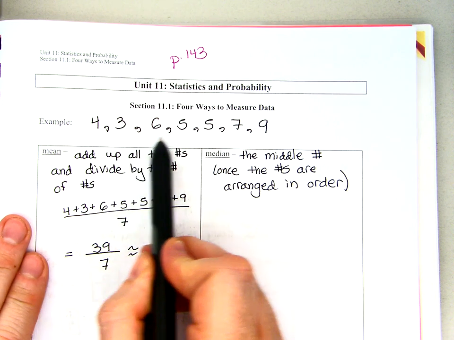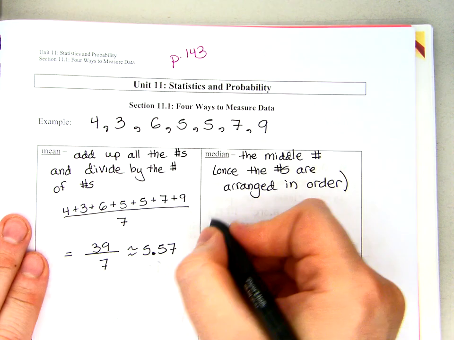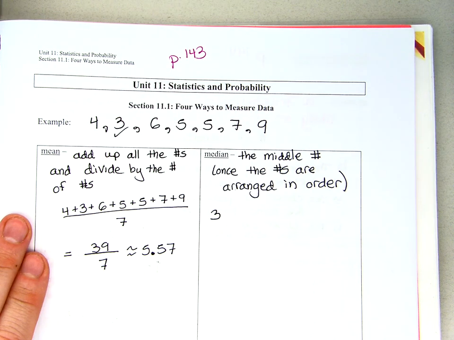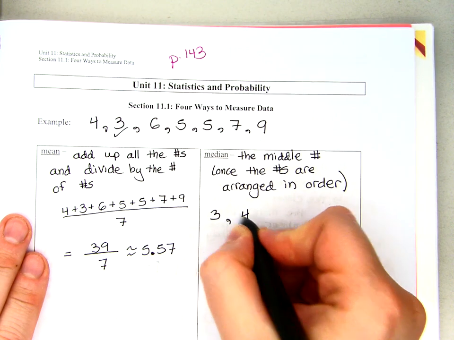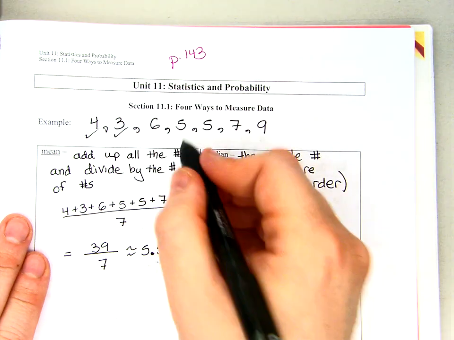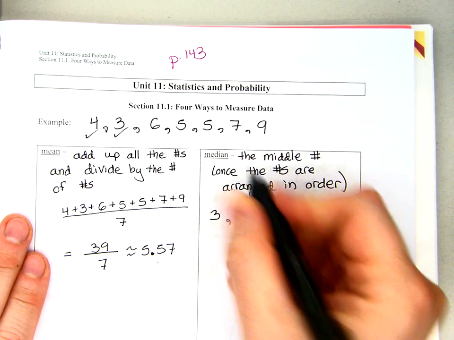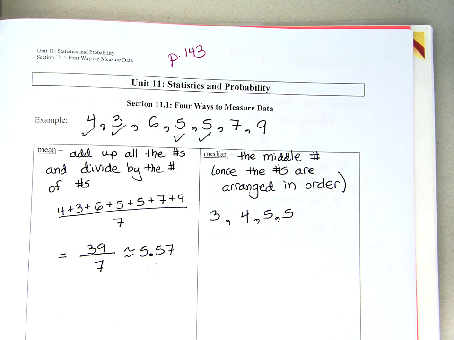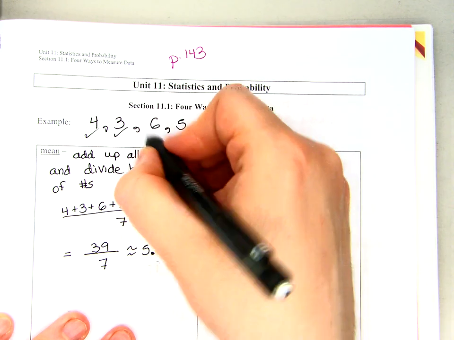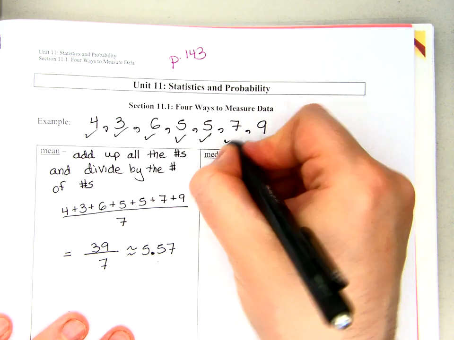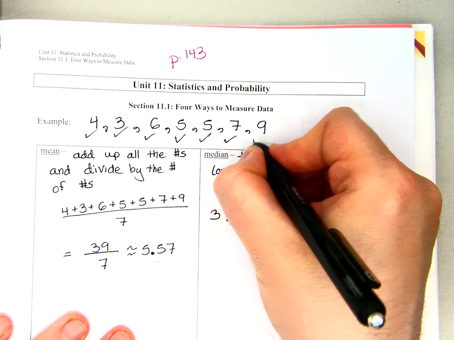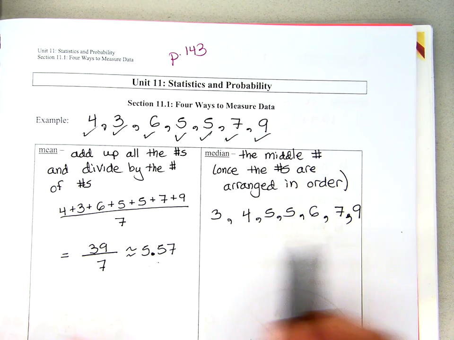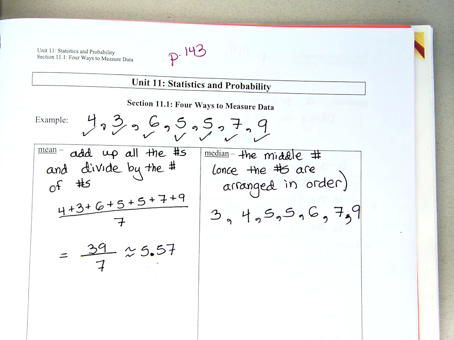So I need to go put these in numerical order. My lowest number is 3. We'll put a little check by it so I know I've already accounted for that. Next I have 4. Then I have 5. And I have another 5. Yes, we do need to include them twice. Then I need 6. Then I need 7. Then I need 9. Make sure those numbers are written in order in that box for the median.